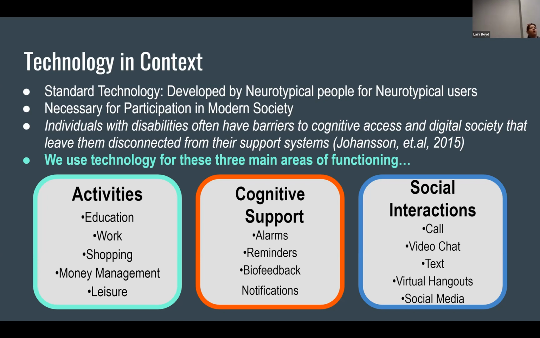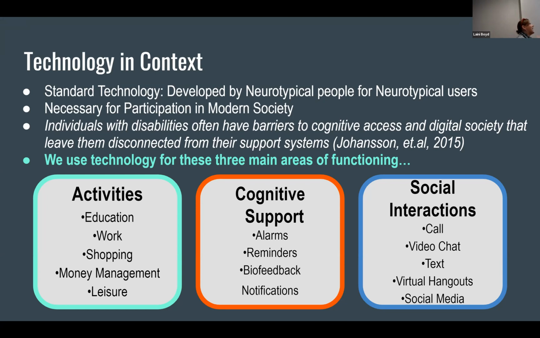So raise your hand or say, yeah, if you felt a barrier because you don't have the same access to technology as everybody else. Okay, I got one, a couple, okay. But people with disabilities a lot of times do have barriers because technology is not made for people with disabilities.